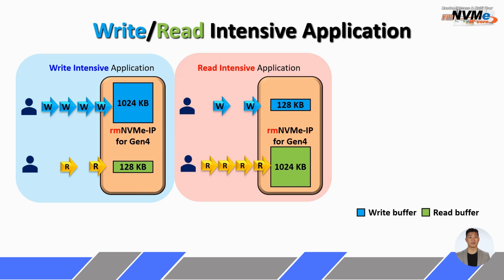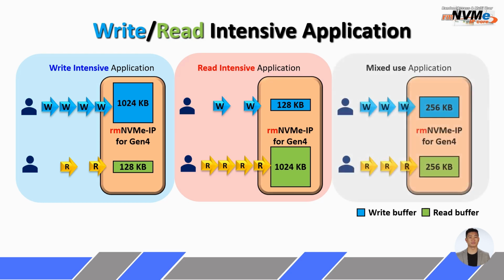Our rmNVMe-IP supports configurable buffer size for both write and read to achieve optimum performance in your application. In the case of mixed-use applications, a moderate size is applied to both the write and read buffers to achieve a balanced read and write performance.